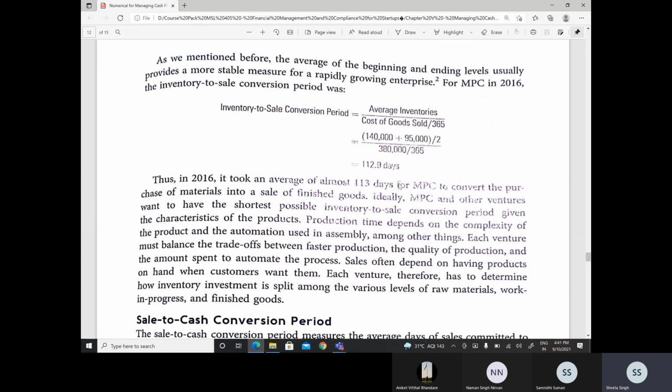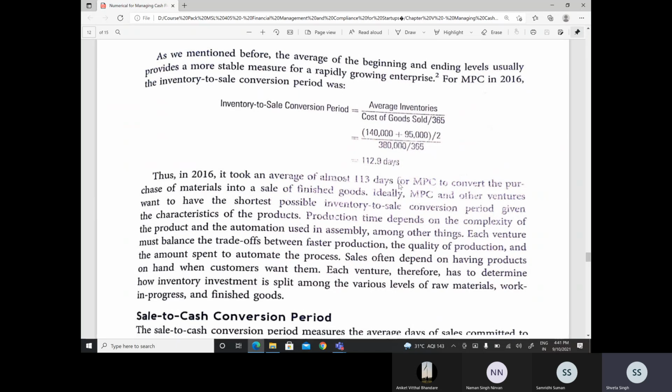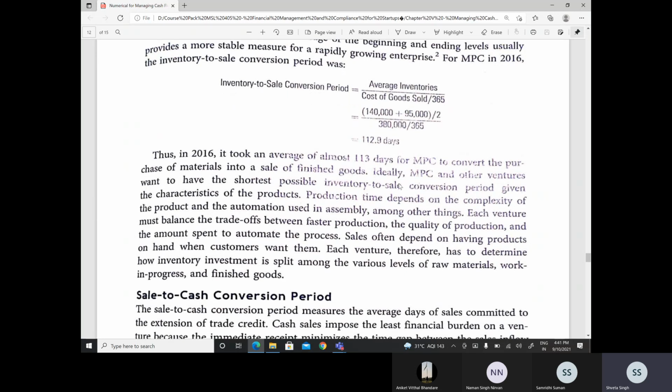But typically, we don't have access to this amount of data. So what we can do is, if we have opening balance and closing balance, we can add the two and divide it by 2 to get the average inventories. Okay. So for MPC in 2016, the inventory to sale conversion period was average inventories upon COGS divided by 365. That is the average daily COGS. Okay. So average inventory is opening inventory plus closing inventory divided by 2.